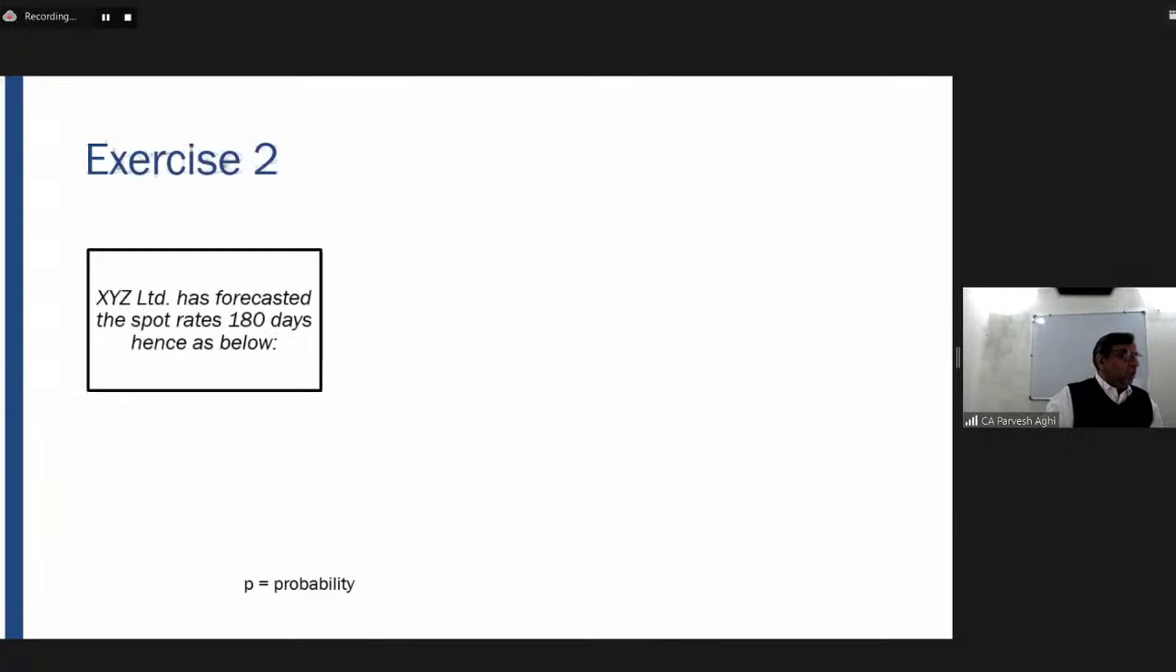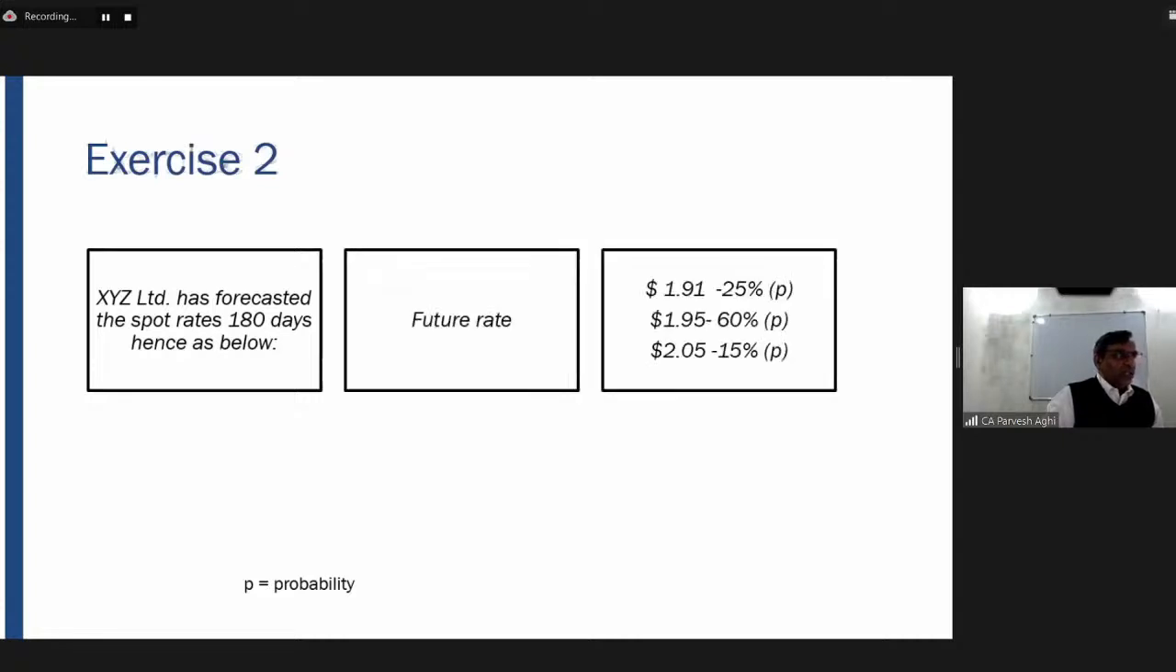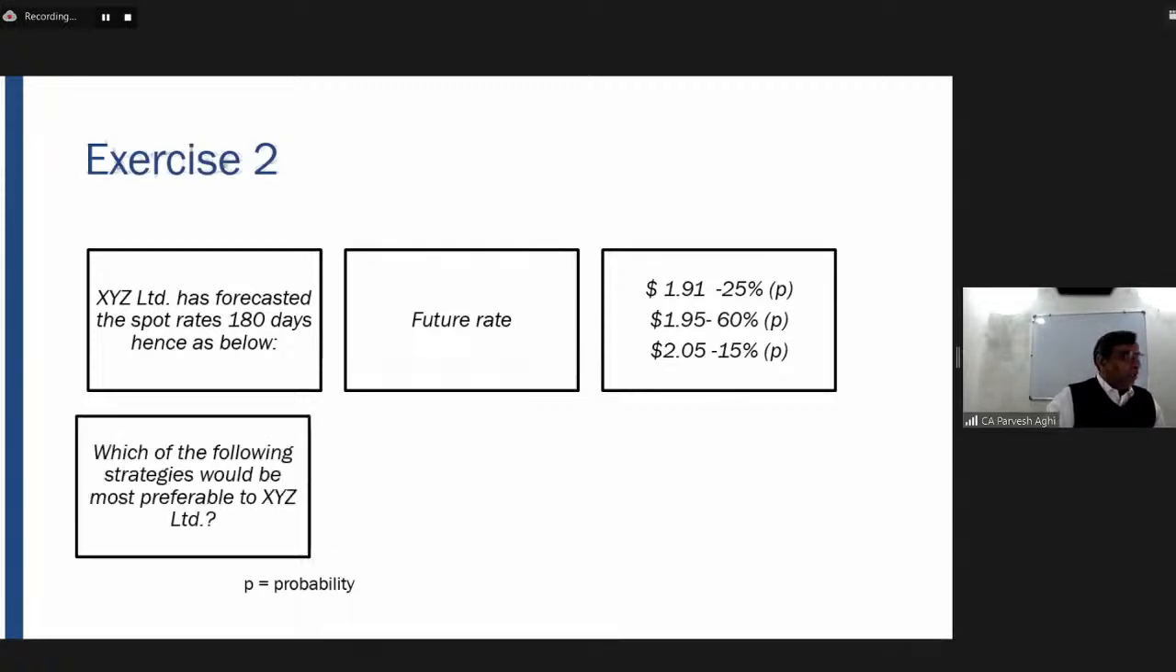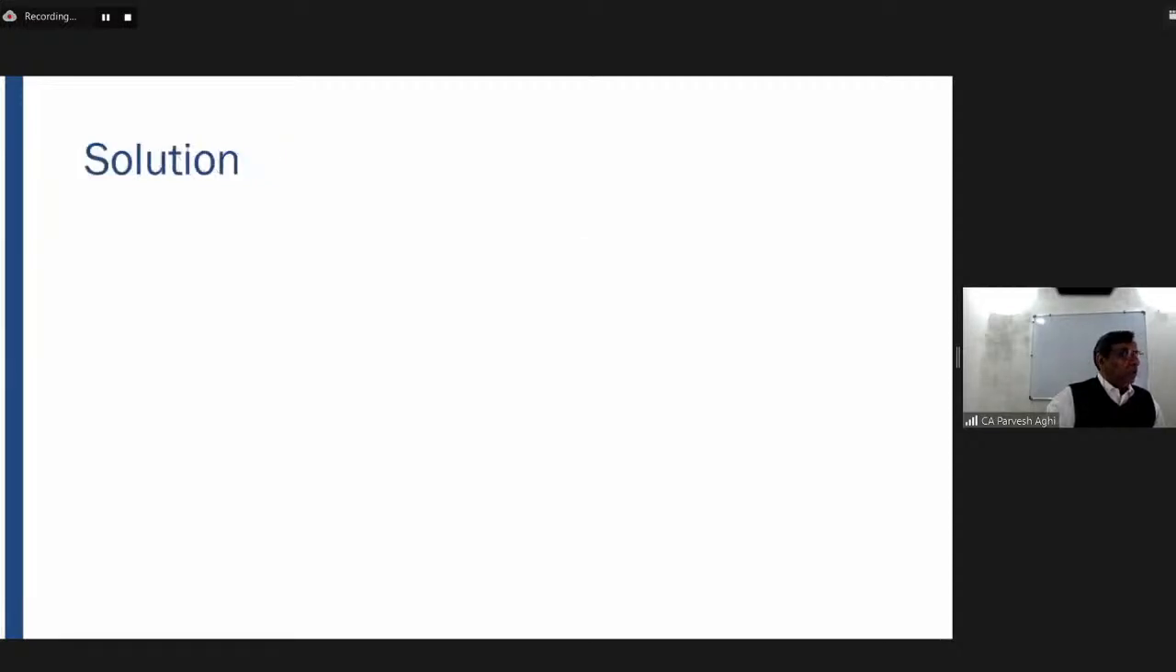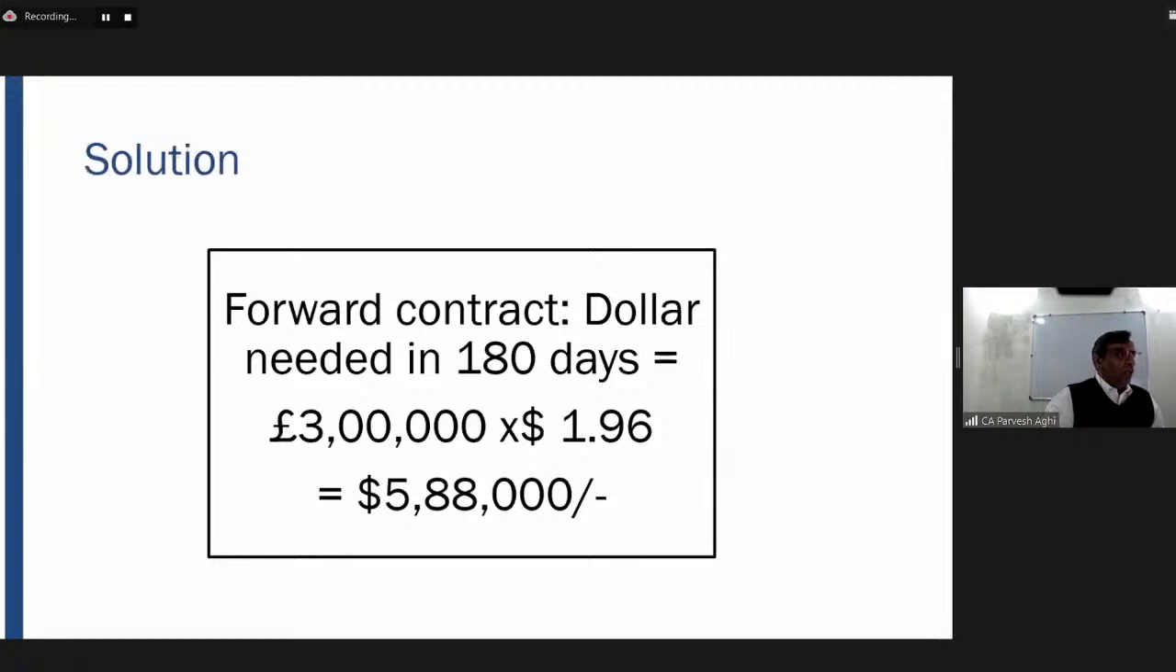XYZ has forecasted the spot rates at 180 days. Those rates are given with each probability: a 25% chance that it will close at 1.191, a 60% chance that the pound is going to close at $1.95, and a 15% chance that the pound will close at $2.05. So which of the following strategies is preferable? All of the four. Show calculations. The first one is very easy. We look at the forward rate, and we simply multiply it with the pounds. We get the total outflow in terms of dollars. The forward rate given in the question is 1.96.